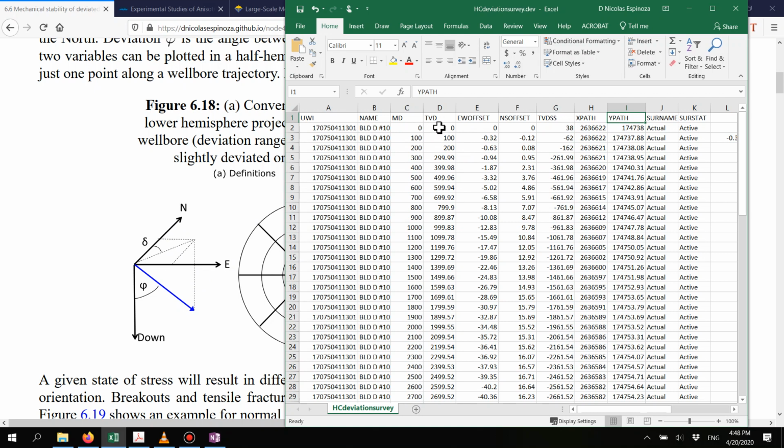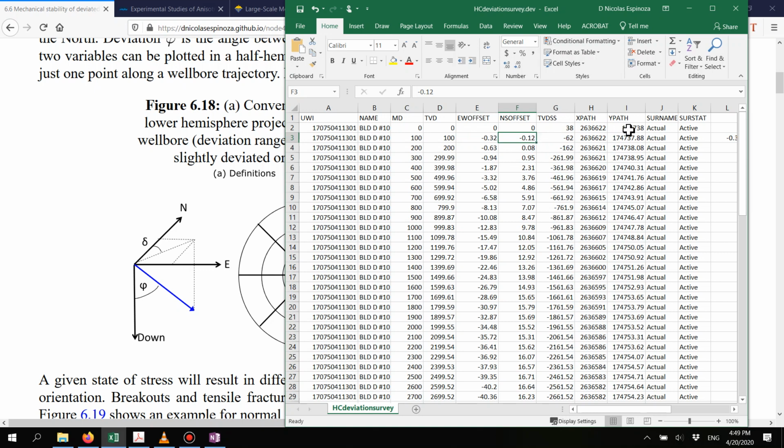And the numbers that we have in here, we know what is measured depth and true vertical depth, right? Measured depth is along the wellbore, true vertical depth is just in the vertical direction. And here we have the offsets for each incremental point. For example, here we measure the orientation of the wellbore going from a measured depth from 0 to 100 feet. In that interval, the wellbore went in direction east-west negative 32 feet and in direction north-south negative 0.12 feet.